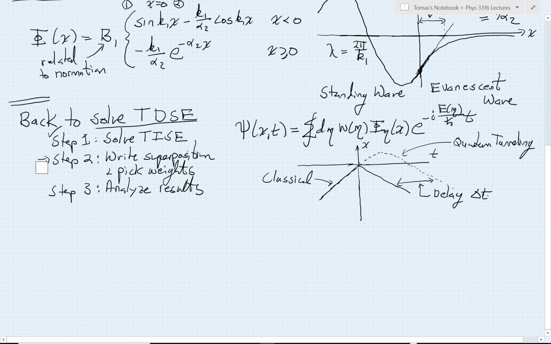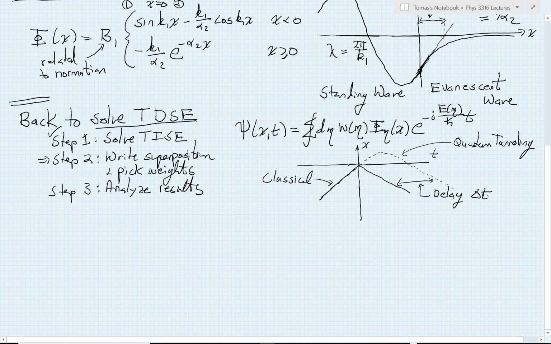The next step, which we are about to embark upon, is to write down this superposition and to pick the weights that go in the superposition. And then finally, step 3, today we will be able to begin to analyze our results, our predictions for this situation. Now, in terms of the superposition, just a quick reminder, it's a sum over some label, and what we sum over is the weights associated with each value of our label. Those we will pick in a moment to match our boundary conditions, to match the initial condition. Then we have our states, which are the solutions to the time-independent Schrodinger equation. And finally, we attach these so-called phases, right? These pieces that give us the time evolution.